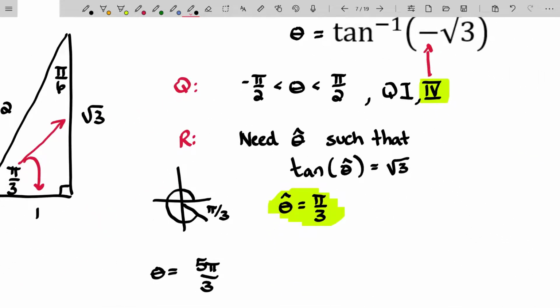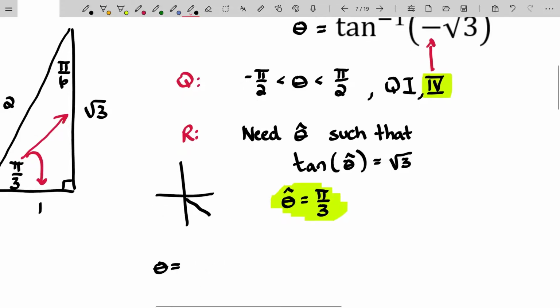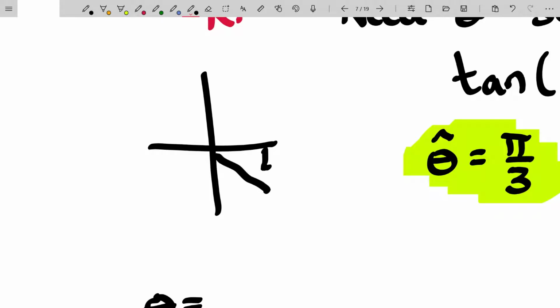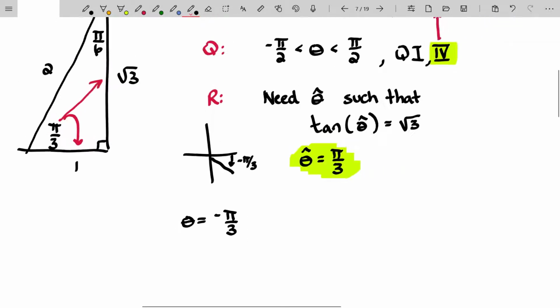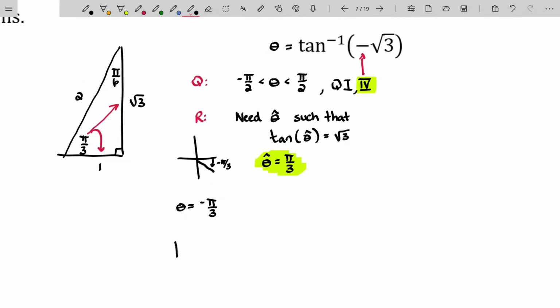So how do you rectify that situation? The answer is fairly easy. You want to go down into quadrant 4 via a reference angle of pi over 3. So your actual angle is negative pi over 3. That's simple. So theta is negative pi over 3. The tangent inverse of negative root 3 is negative pi over 3.